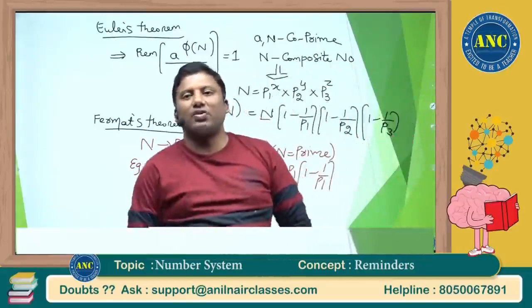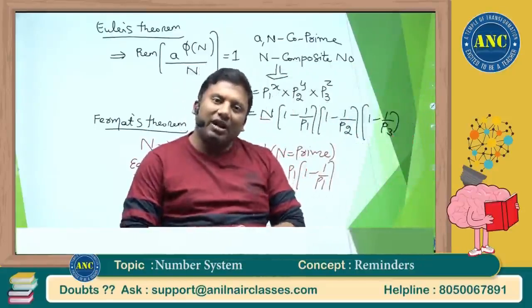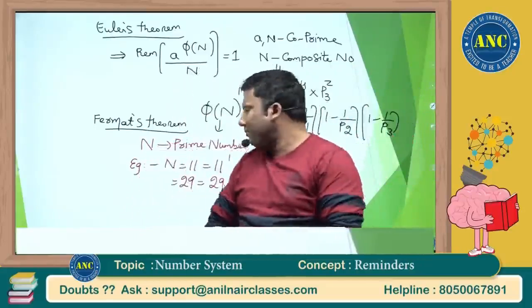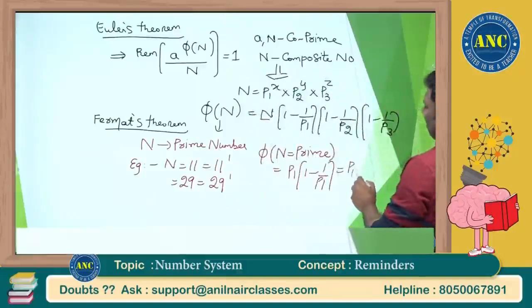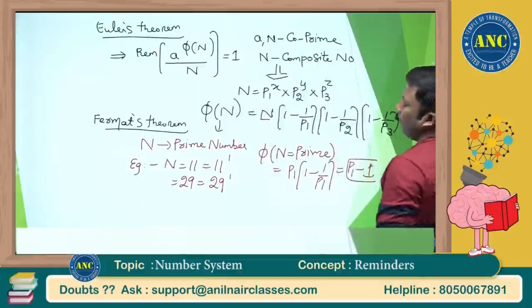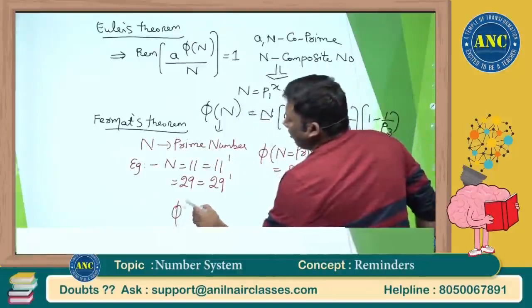23 can be written as 23 power 1. 31 can be written as 31 power 1. So P1 into 1 minus 1 by P1, these are nothing but P1 minus 1. Very, very important point. Please write down.